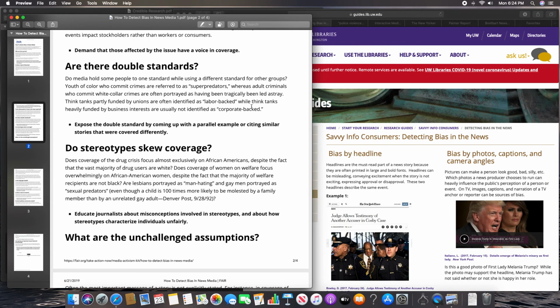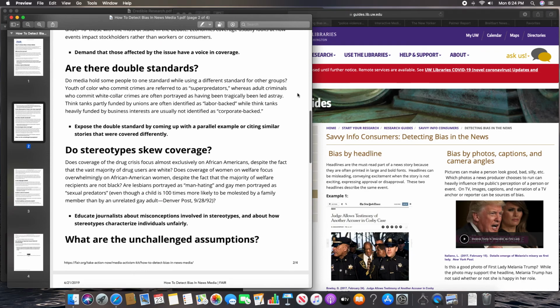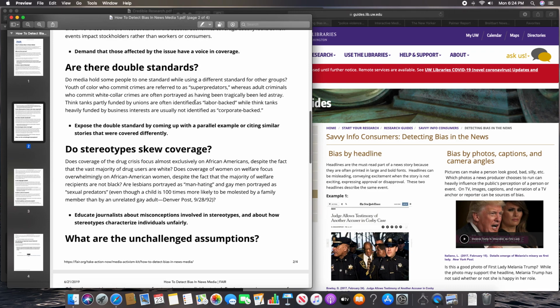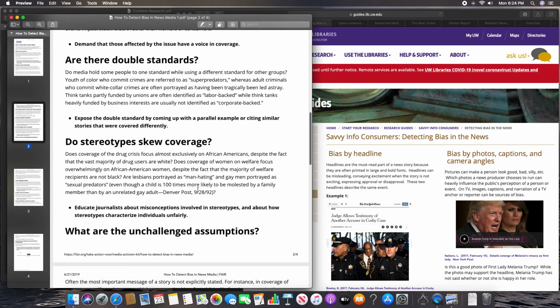Are there double standards? Media holds some people to one standard, using a different standard for others. Think about the language that's utilized to talk about people. The example they give here: youth of color who commit crimes are referred to as super predators, whereas adult criminals who commit white-collar crimes are often portrayed as having been tragically led astray. Look at the adjectives, very important, which speaks to the next one, stereotypes.